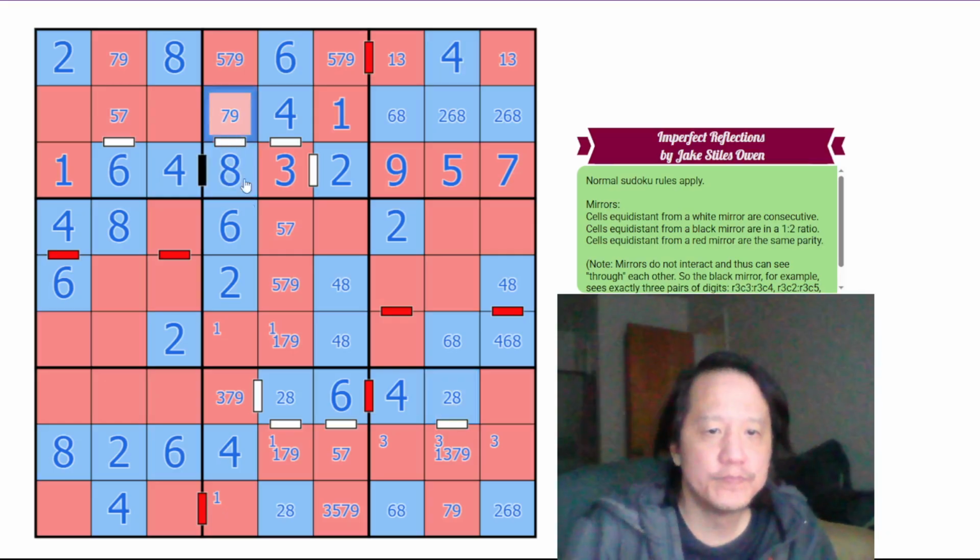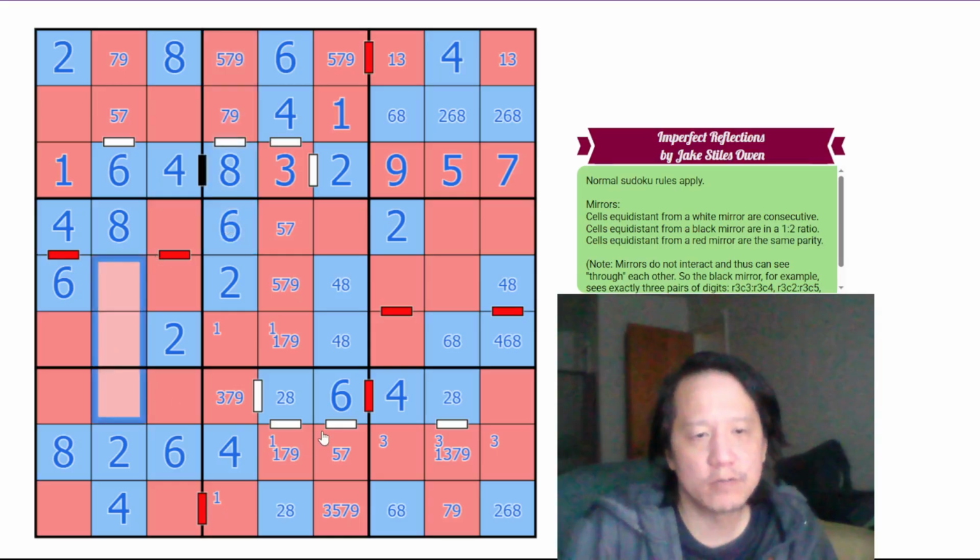So, yeah. We have 1 and 3 here, but we don't know where.